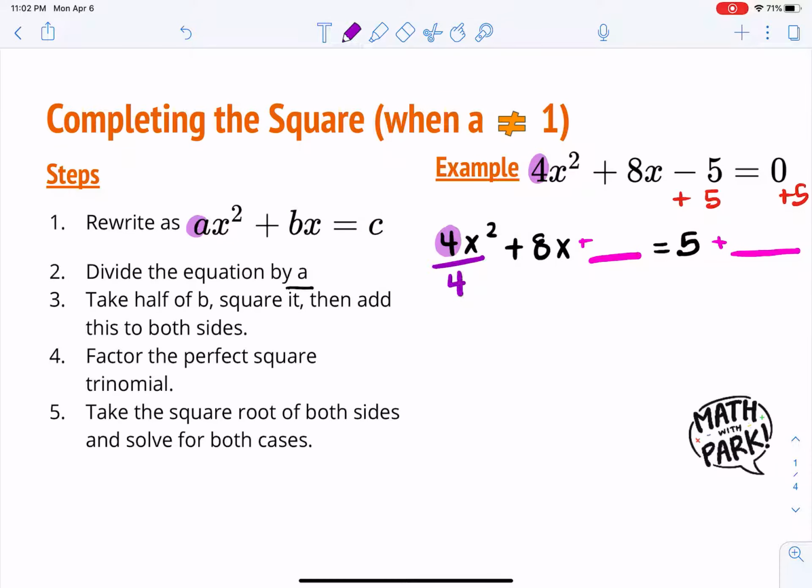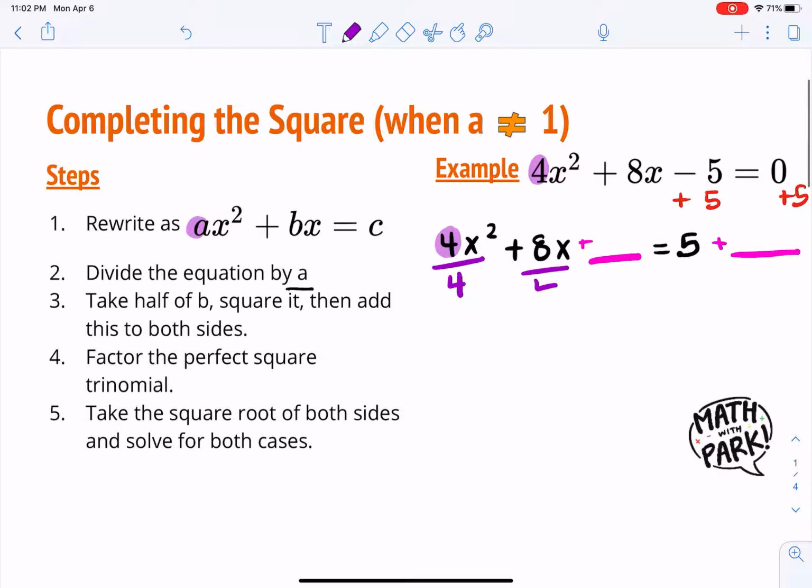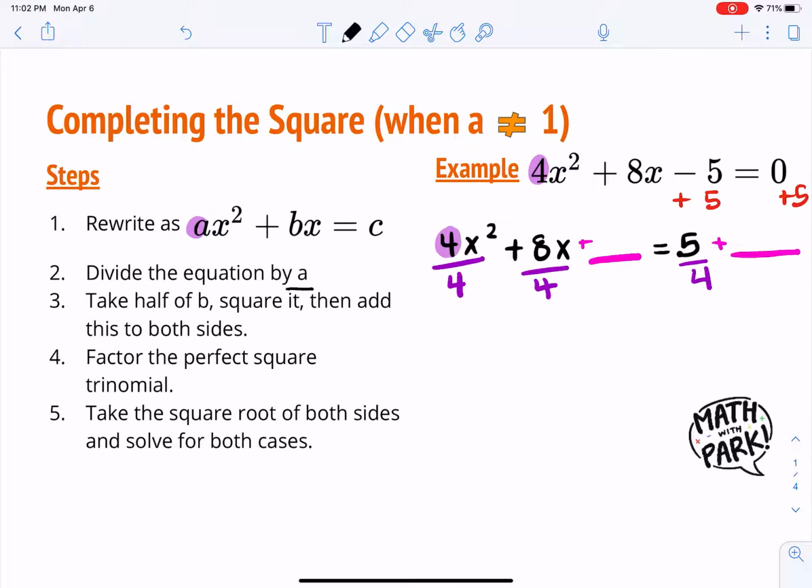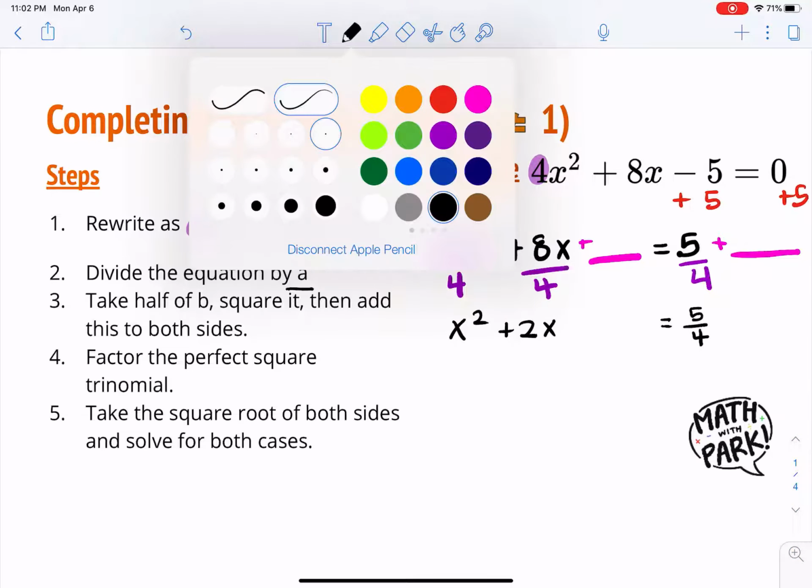Remember, every part of the expression will be divided by the 4, and every part of the equation will also be divided by 4 to maintain the balance. That means we don't want to alter the equation, so we want to make sure we apply it to all the parts of the equation. Then we get x squared plus 2x equals 5 over 4. Don't change the fraction to a decimal, keep it as a fraction.